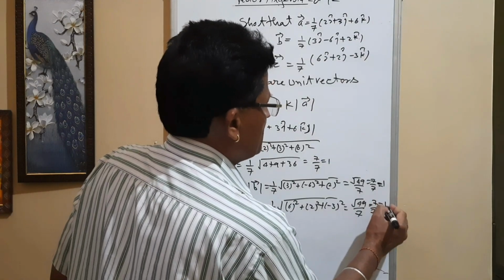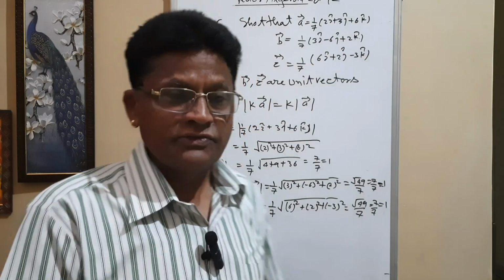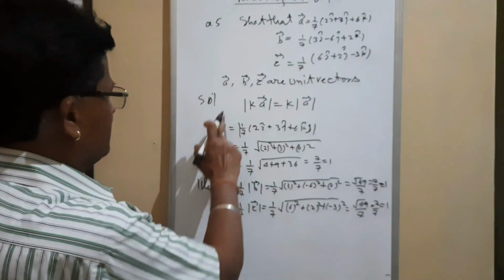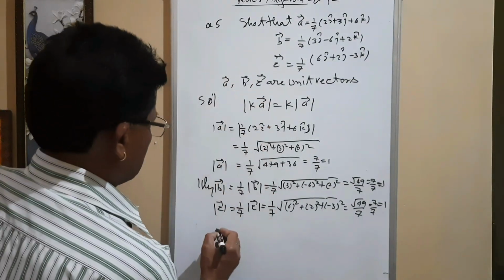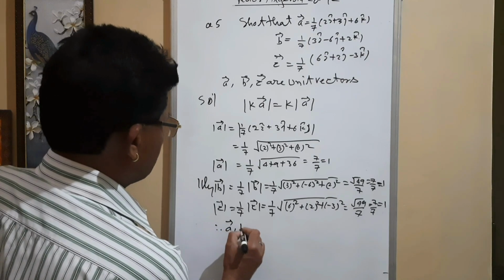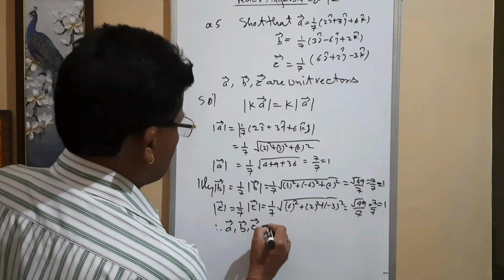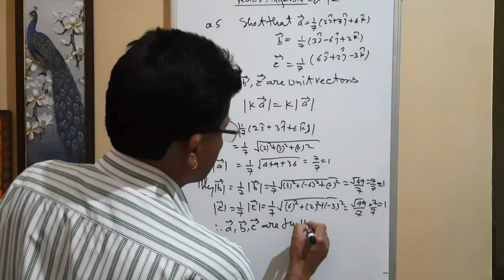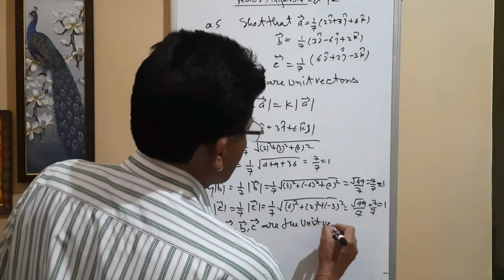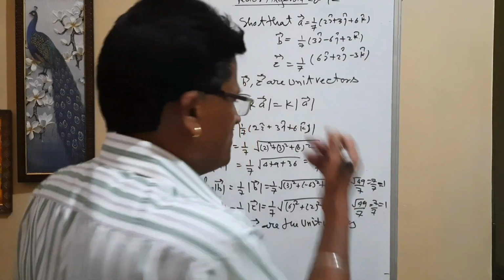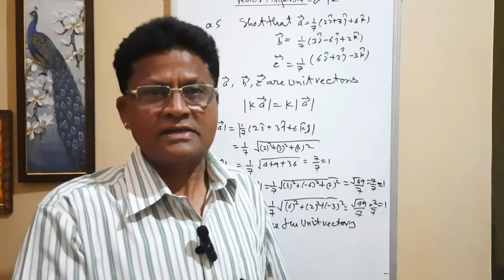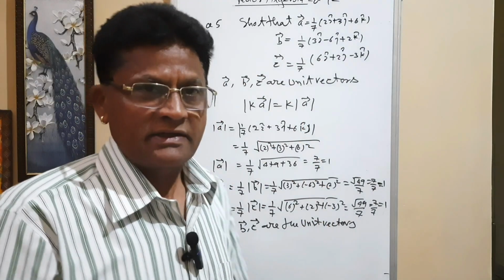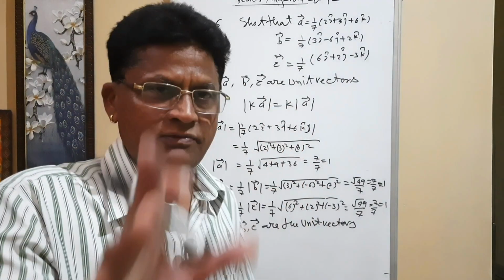This thing you must keep in mind. That is why all these three vectors, vector A, B, C, are unit vectors. You see how important it is. In one question, so many questions are there. All these vectors are unit vectors because their magnitude we have got is 1.